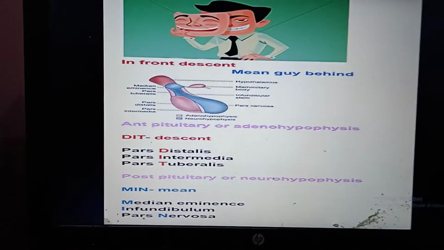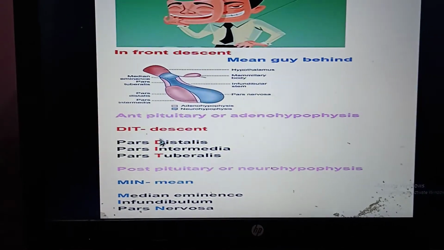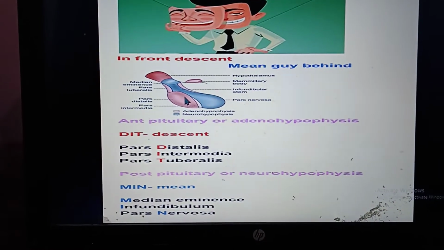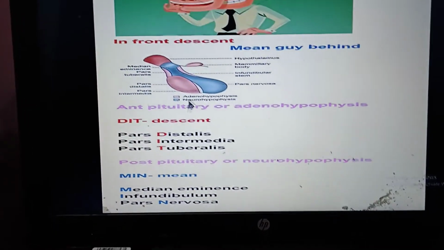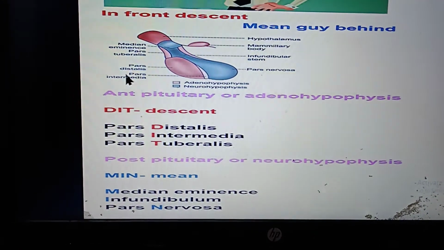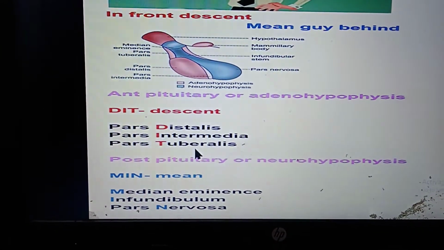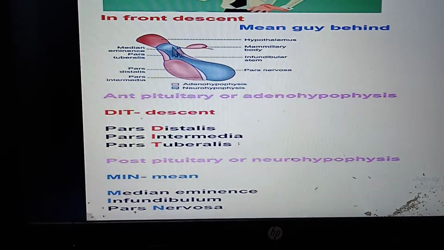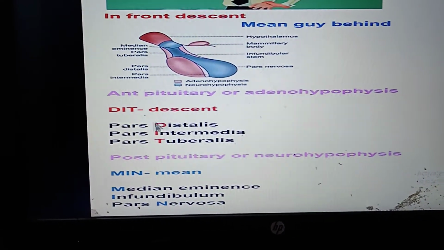Here you can memorize very well. Anterior pituitary is DIT. That is pars distalis, this one, the distal most. Pars intermedia, this one is the pars intermedia. And then pars tuberalis, along the infundibulum, this is pars tuberalis in pink color. So DIT, that is decent.